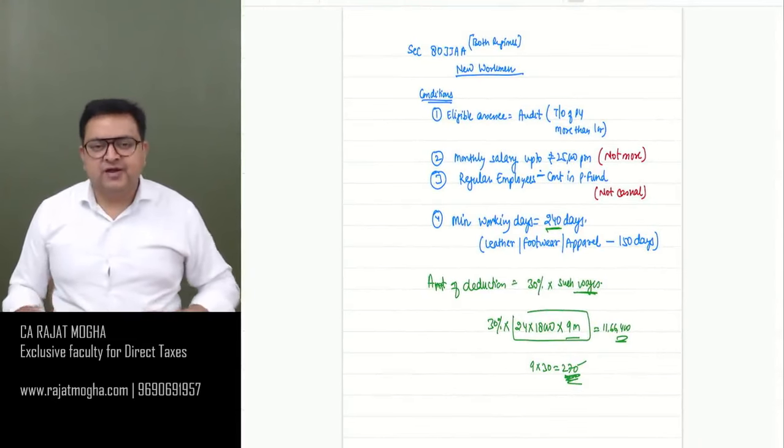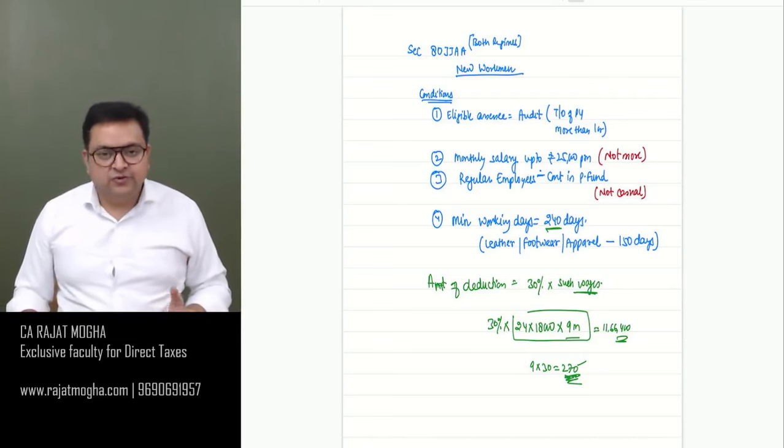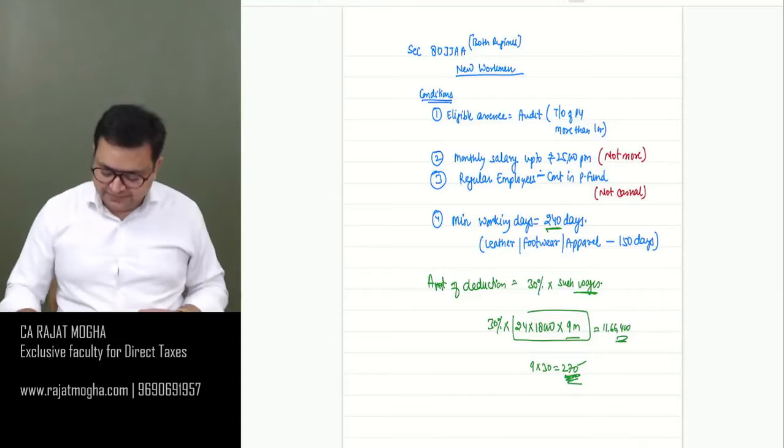Most of the deductions we have discussed: 80C, 80CCC, CCD, CCH, then 80D, 80E, 80JJAA, 80QQB. These are all important deductions, right?